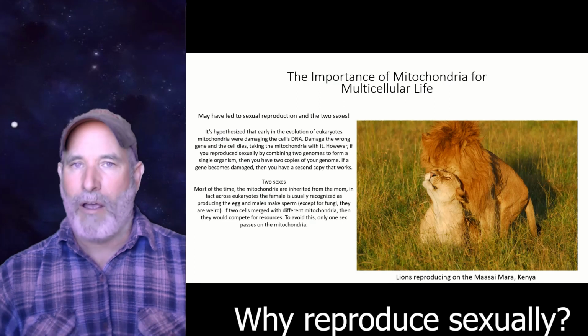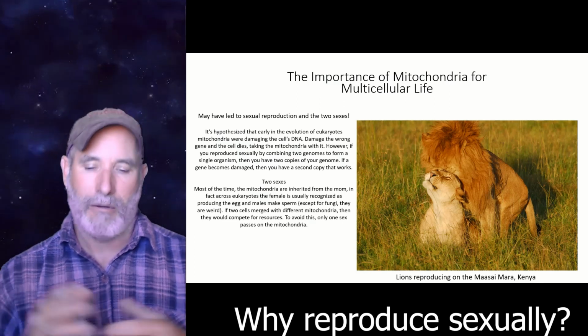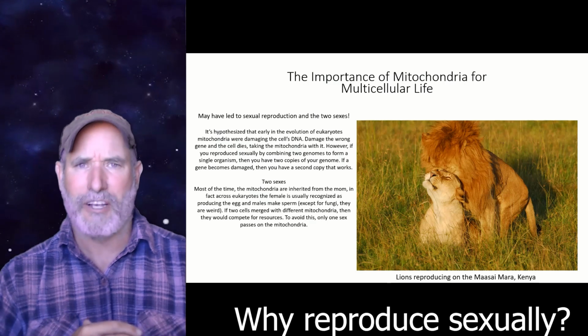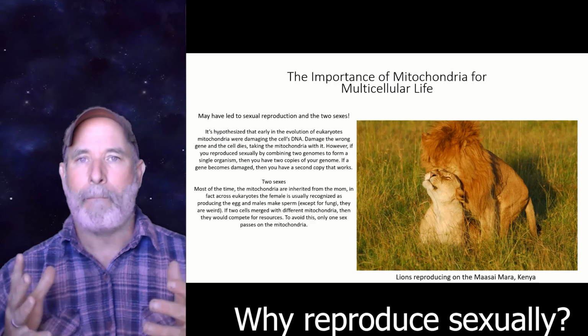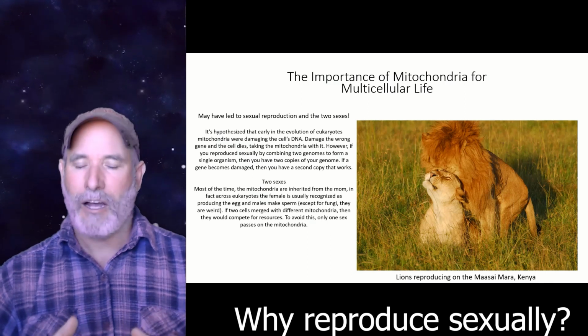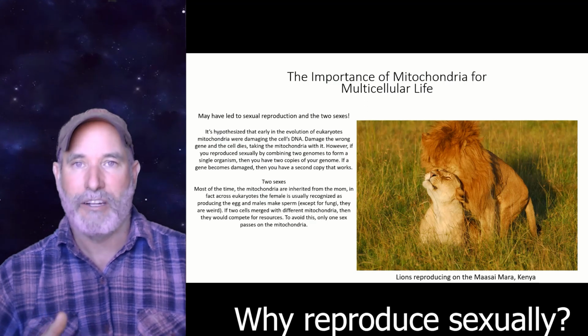So why do it that way? Why not just reproduce by asexual reproduction? Why not just have binary fission or reproduce asexually? Why have to go out and find a mate? And the answer might be mitochondria. You see, mitochondria, as you just learned, are reactive. I mean, they can damage the cells they live in.